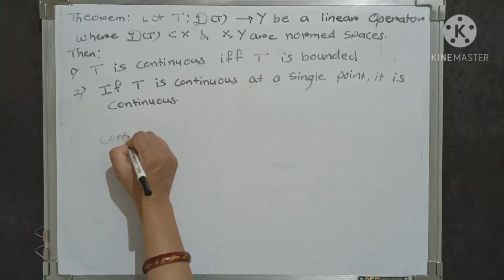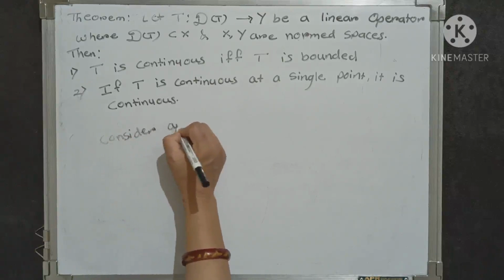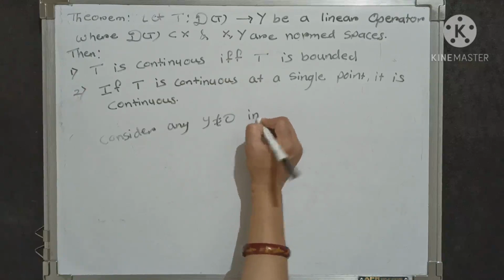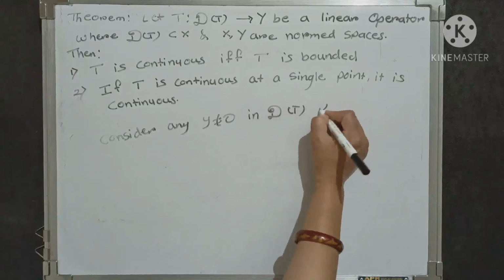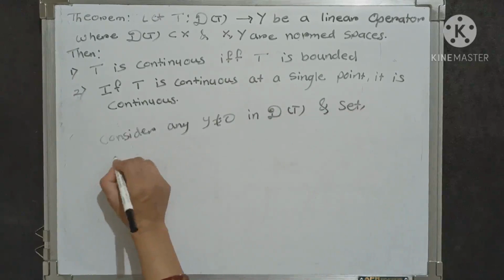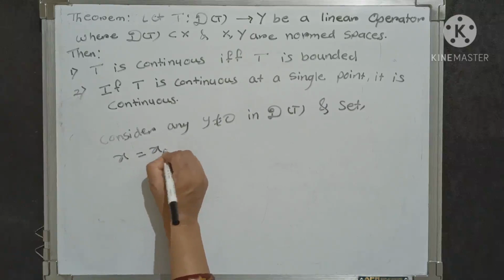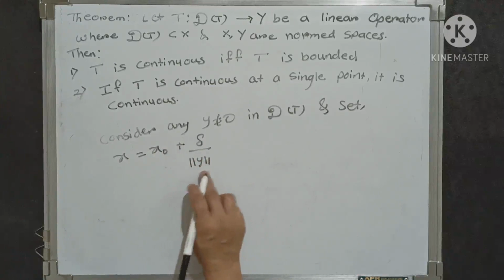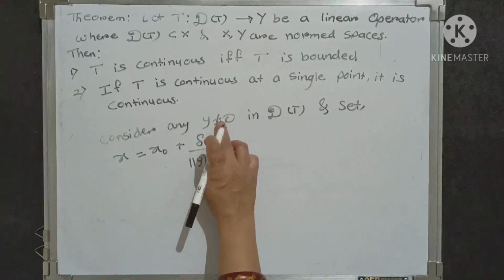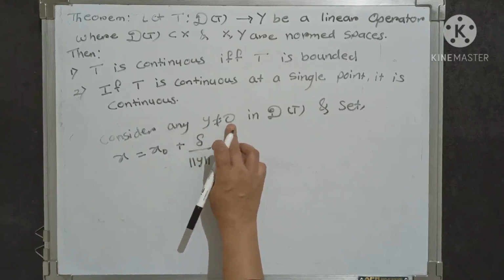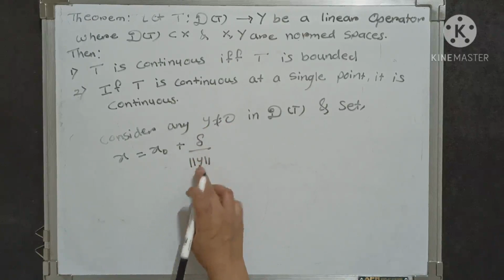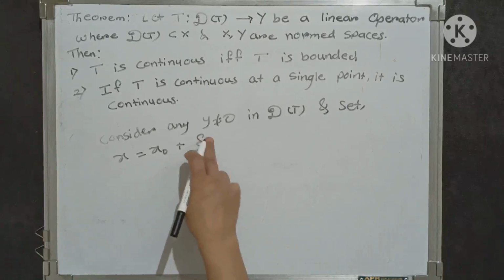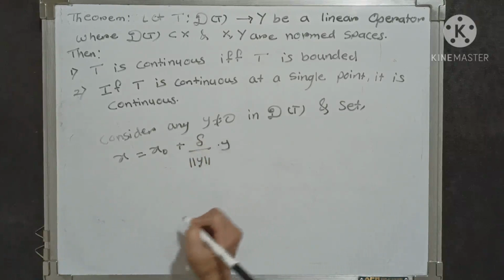Consider any y not equal to 0 in D(T). This is an element of D(T), and set x equals x naught plus delta divided by norm of y, times y. We take the norm of y in the denominator because here we are taking a value y which is non-zero, and therefore its norm is also non-zero, so we can take it in the denominator.